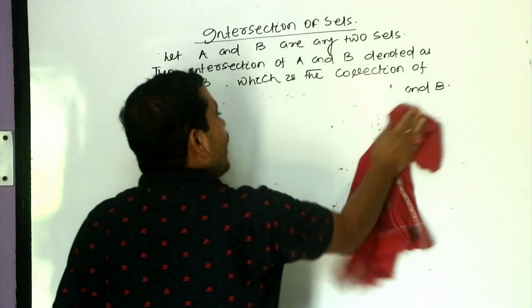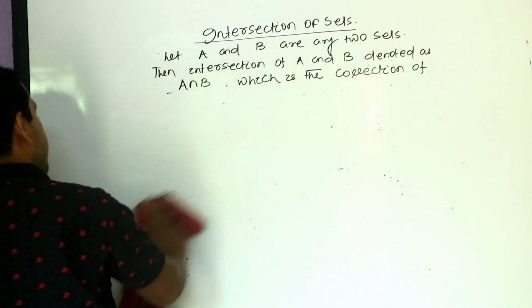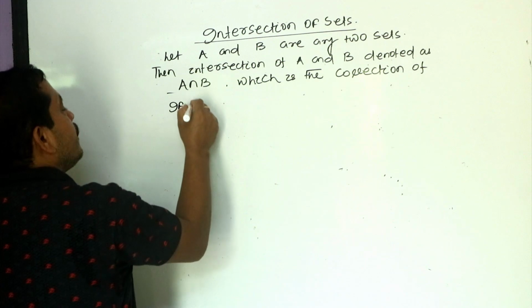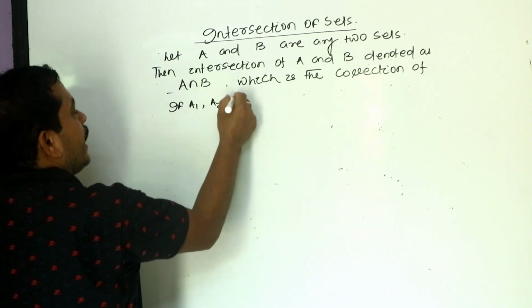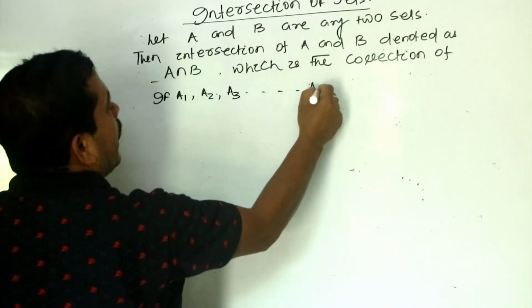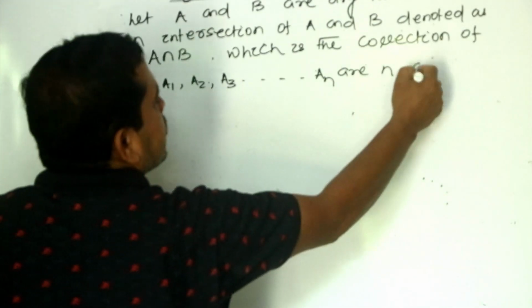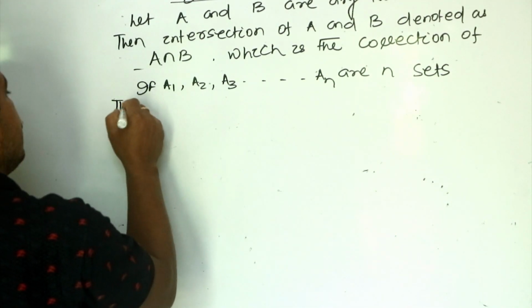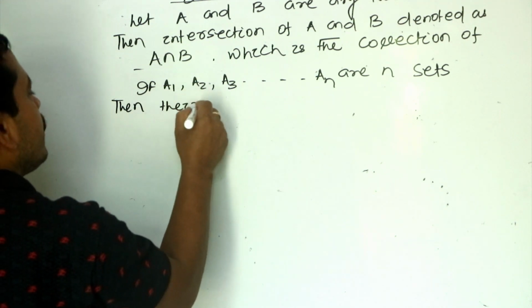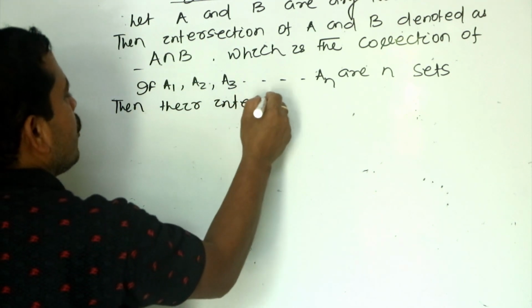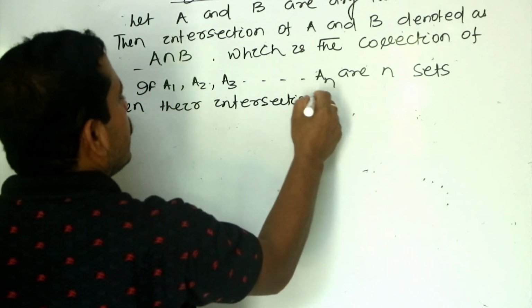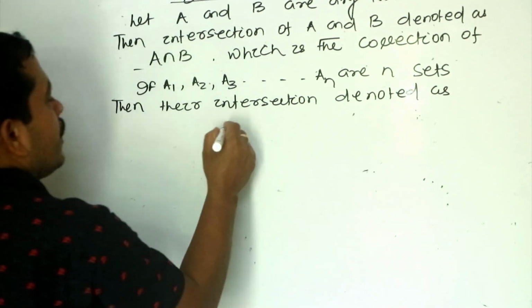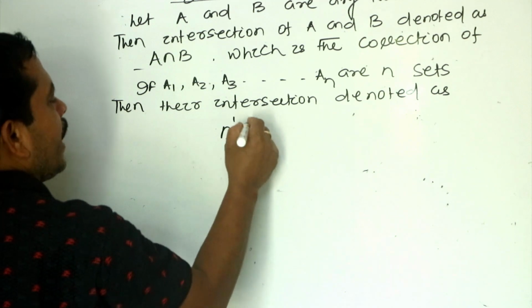If the intersection is phi, then they are said to be disjoint sets. Suppose A1, A2, A3, up to An are n sets. Then their intersection is denoted as the intersection of Ai for i from 1 to n.